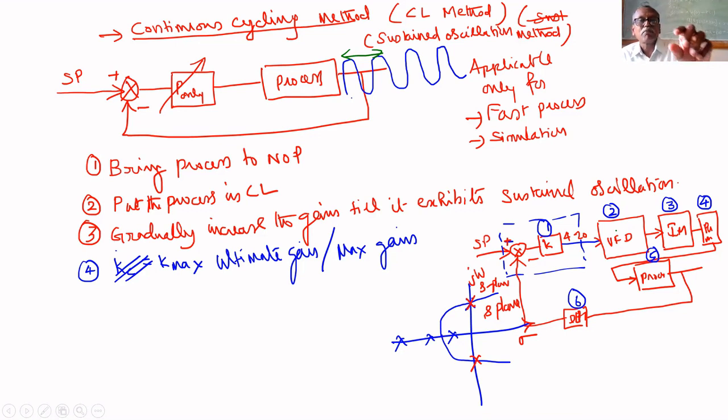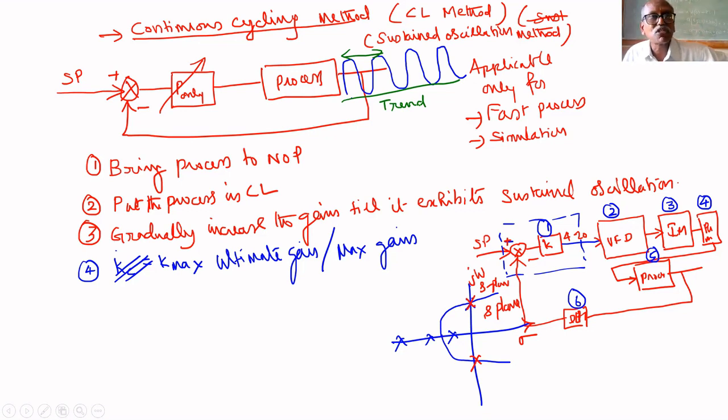Trend means, if you plot the process variable on a graph sheet or monitor, it will look like this. Am I correct? It is oscillating, that's why it is looking like this. This is called a trend. If you are able to see the trend in the monitor, then you can measure the time.